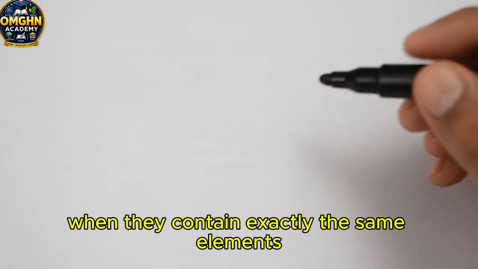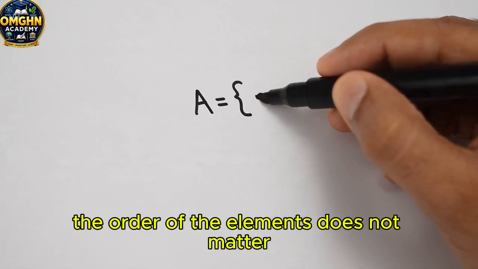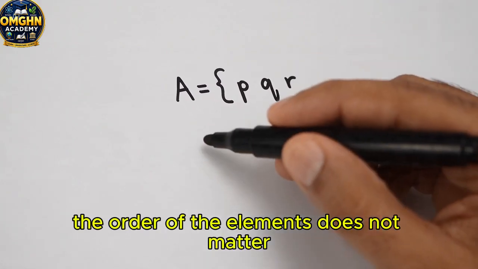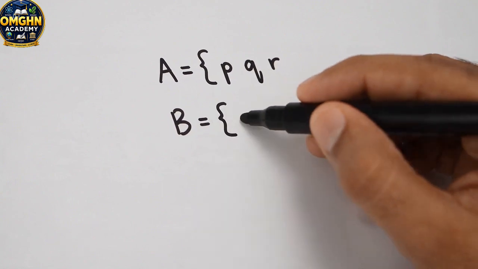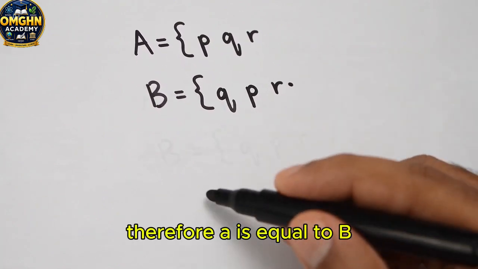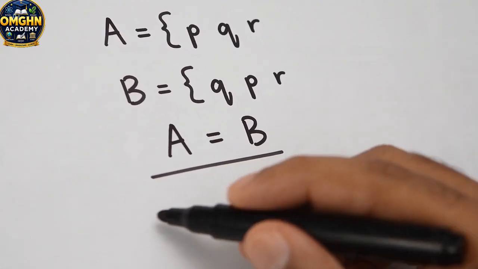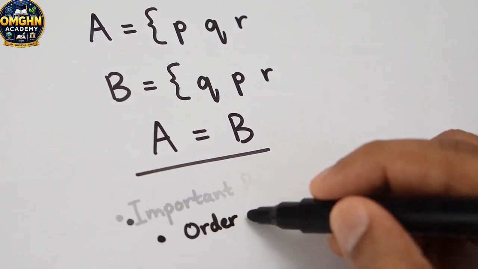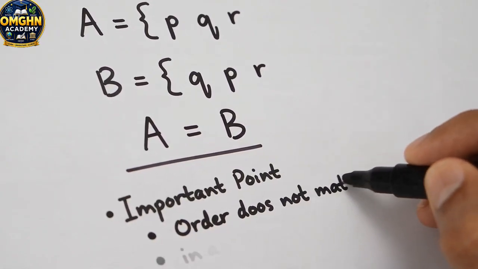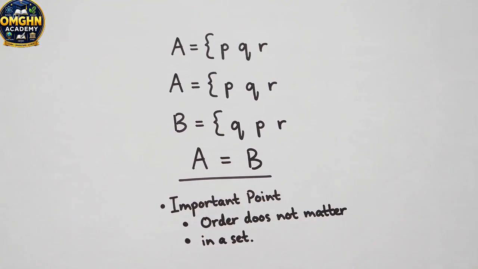Students, two sets are called equal sets when they contain exactly the same elements. The order of the elements does not matter. Both sets contain the same elements. Therefore, A is equal to B. Please pause the video and copy these notes.